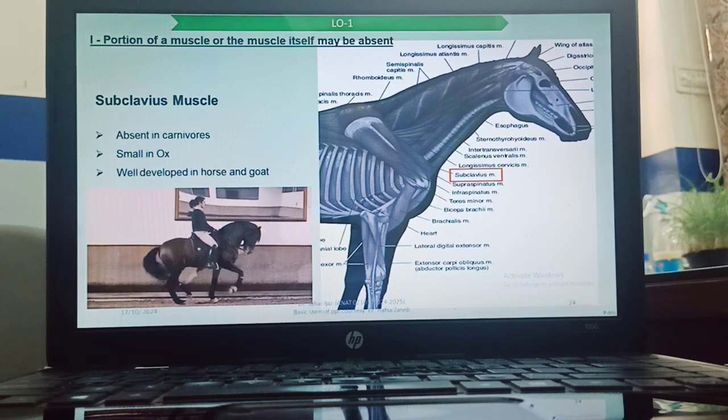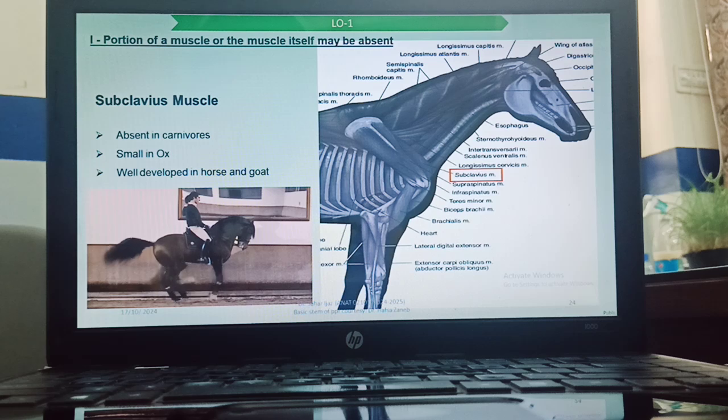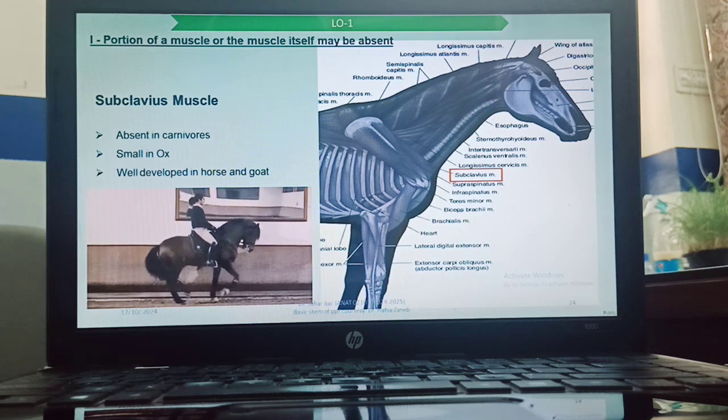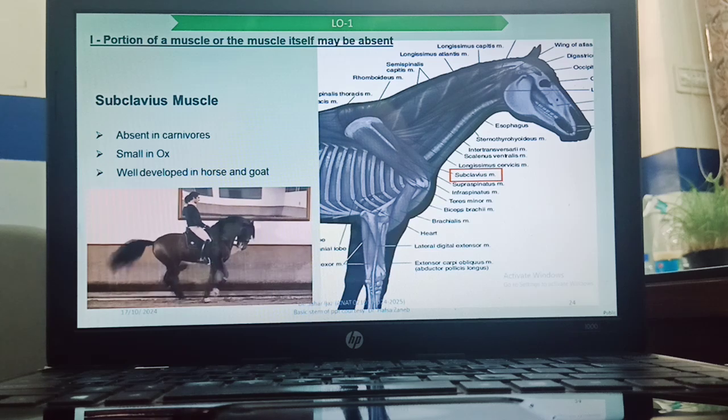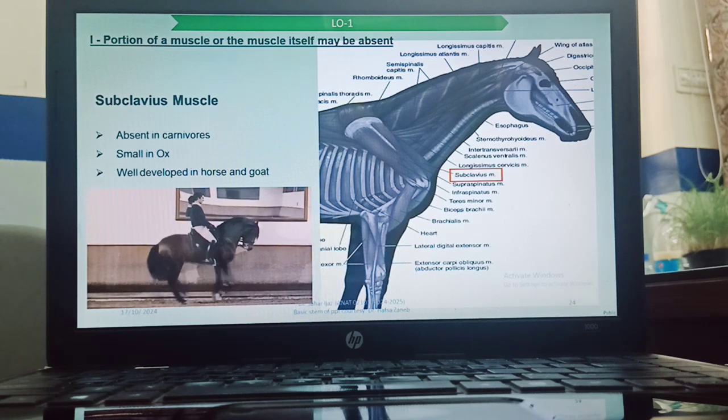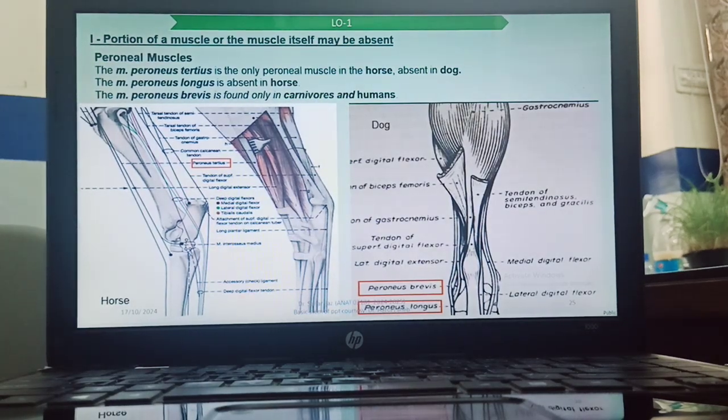this muscle actually, when the limb is not bearing weight, it is free, then the limb will be drawn backward. This muscle will help to bring the limb backward. But if the limb is weight bearing, then the body will be thrust forward. So this is the function of this muscle, subclavius. Then a portion of the muscle may be absent, or the entire muscle may be absent in a species.